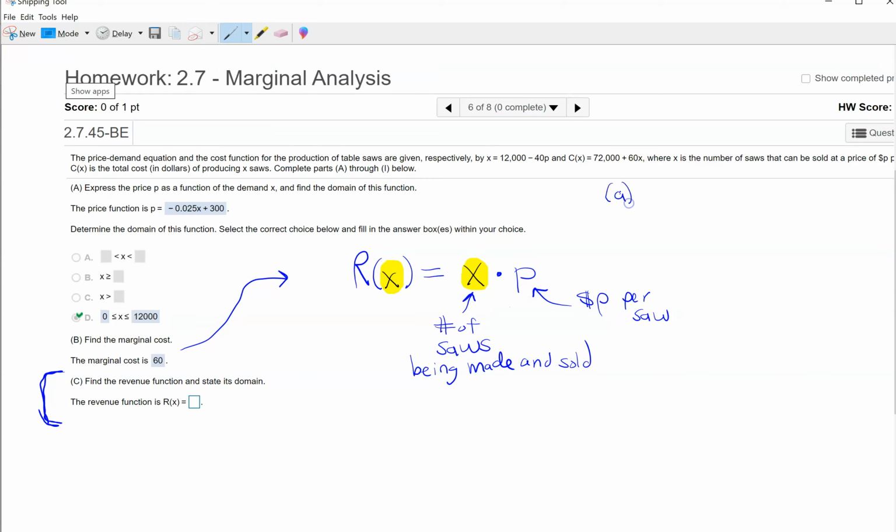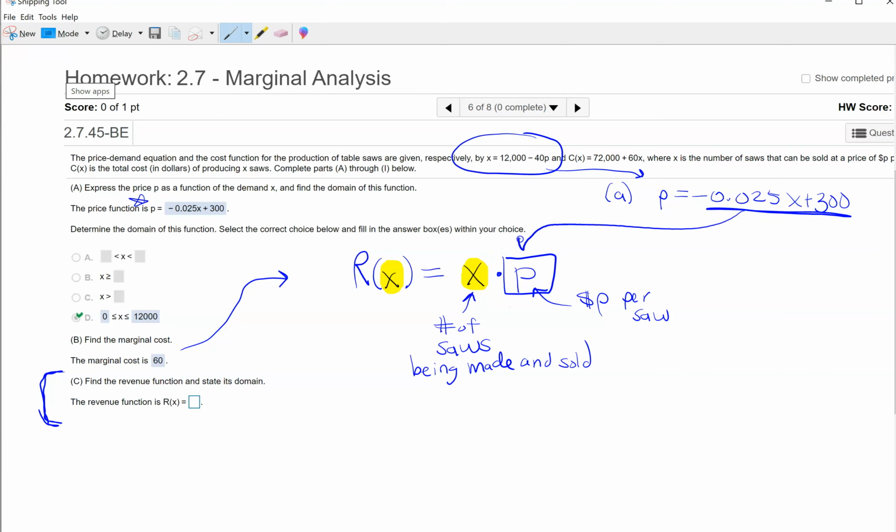In part A, you solved this price demand equation. Instead of making it say X equals, you made it say P equals. And when we did that, what did we get? Oh, it's right here. Okay. We got P is equal to negative 0.025X plus 300. So I can replace this P with an expression that involves an X. So my function will be all in terms of the number of saws. So when I construct this revenue function, I'm going to have X times P, which is that expression that we got up in part A.